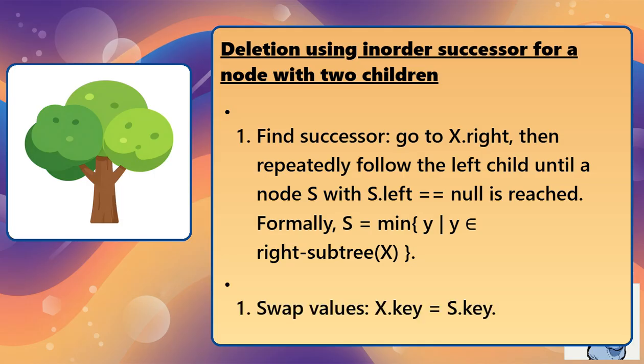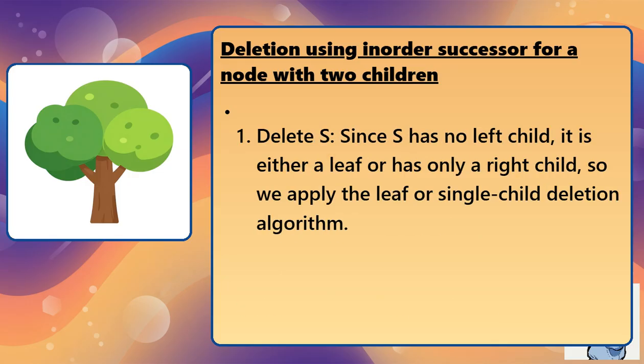Step 3. Swap values, x.key equals s.key. Step 4. Delete s. Since s has no left child, it is either a leaf or has only a right child, so we apply the leaf or single child deletion algorithm.